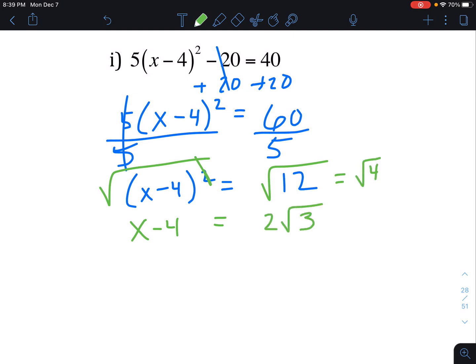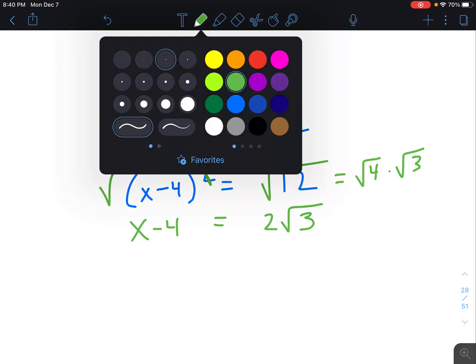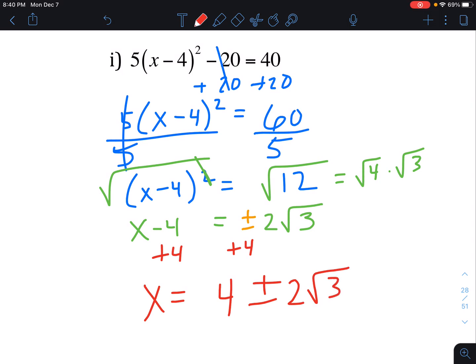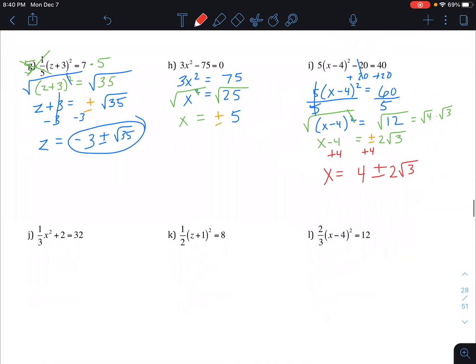Let me just write it out so you're not confused. All right, so it came from that. Square root of 4 gets the 2. And, oh, I almost forgot a plus minus. Every problem. And then finally, add 4. And we write it ugly: 4 plus minus 2 root 3. Again, I technically do have two answers in there.